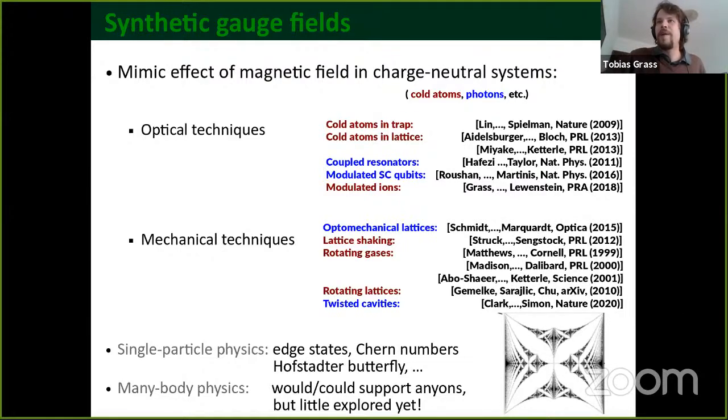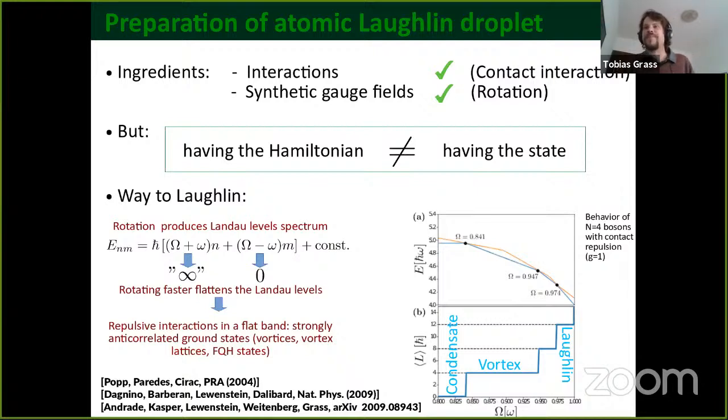So what is the problem with this many body scenario? It's not a problem related to the engineering of the Hamiltonian, because indeed the Hamiltonian ingredients we have: the synthetic gauge fields, for instance, through rotation. We also have the interactions; at least on the level of cold atoms, interactions are for free. If you have a gas of bosonic atoms, you have, for instance, contact interactions. So the Hamiltonian is there. However, having the Hamiltonian is not the same as having the ground state of the Hamiltonian, and that is the challenge: preparing the many body system in this fractional quantum Hall ground state.